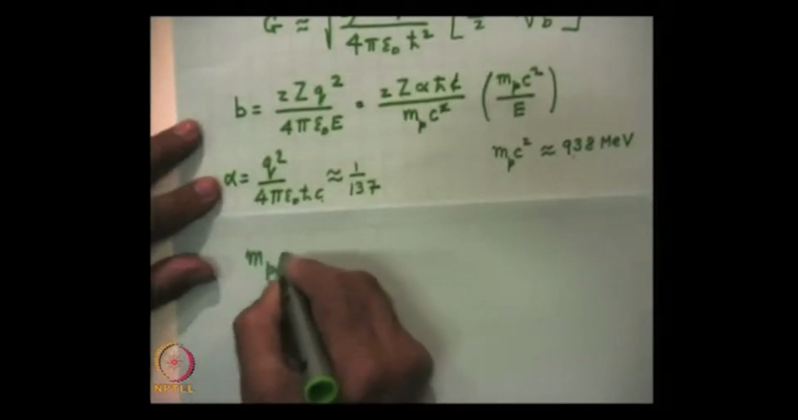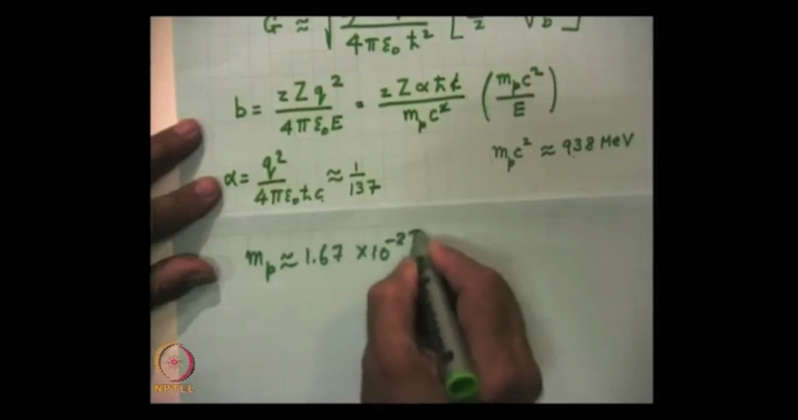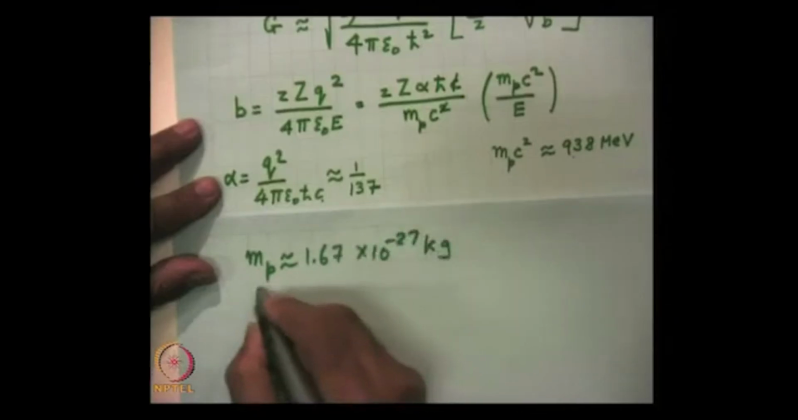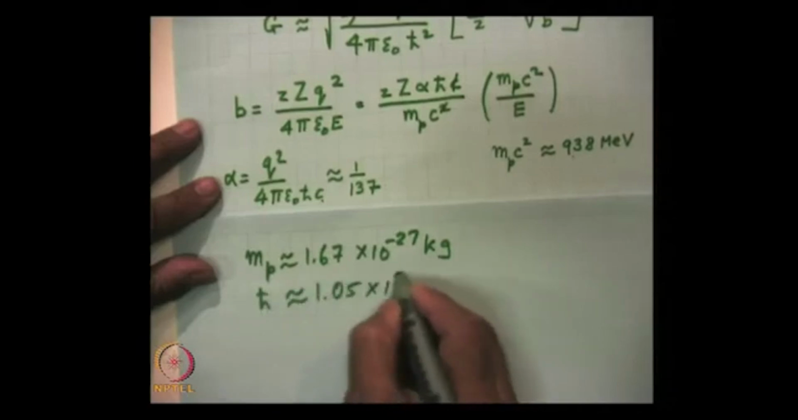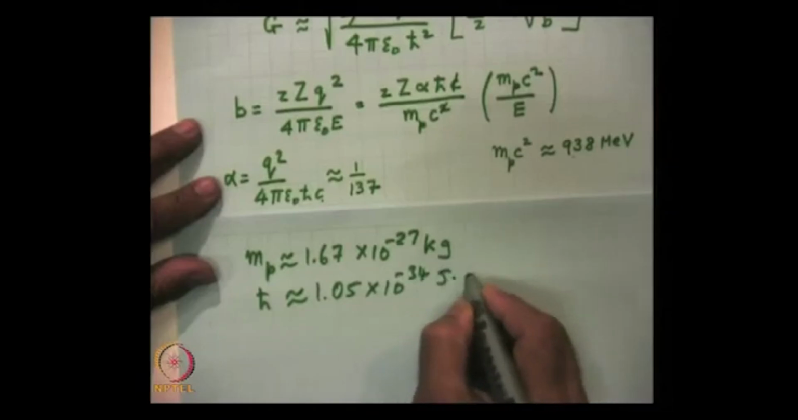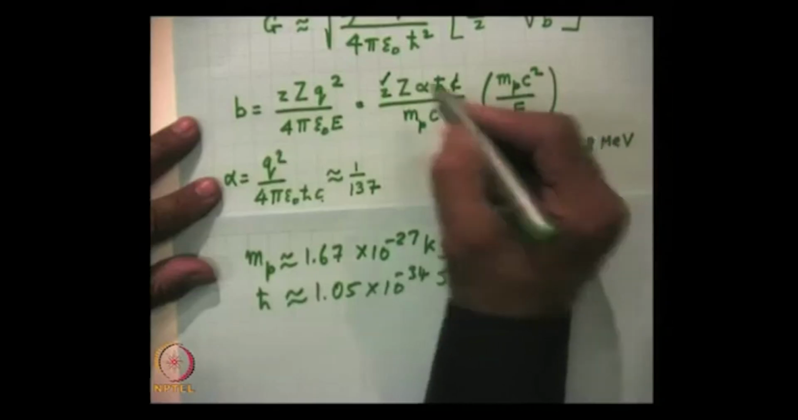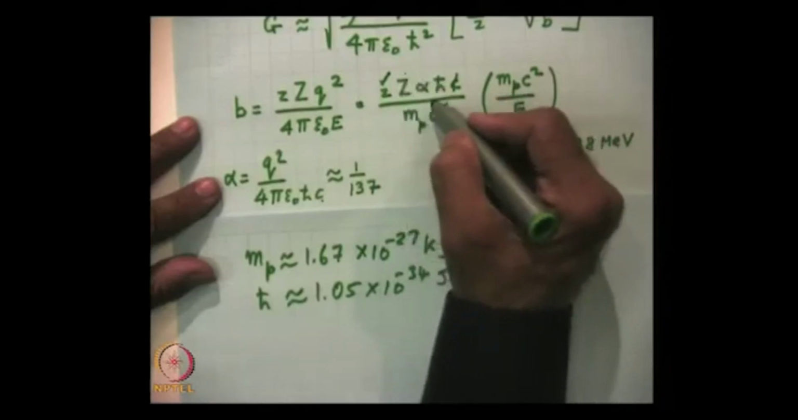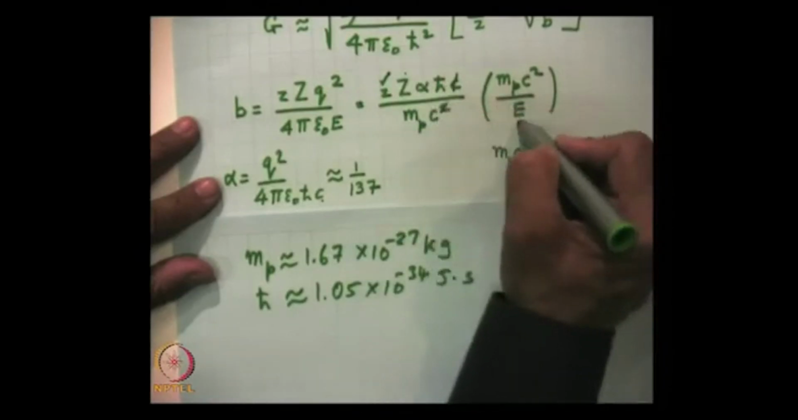So, in the MKS system of units, m_p is equal to 1.67 into 10 to the power of minus 27 kg, and h cross is equal to, as you know, 1.05 into 10 to the power of minus 34, I do not have to write this joule second. So, I substitute for small z 2, z remains like that, and E is measured now in MeV.